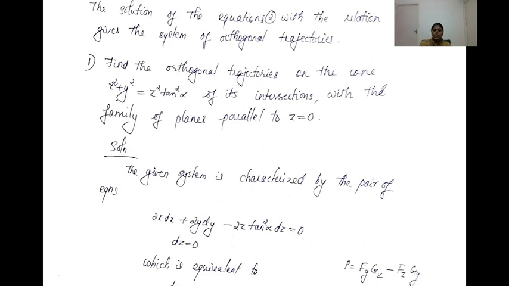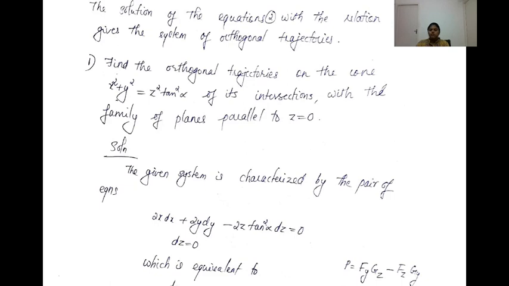So the intersection will be f of x y z equal to 0 and h of x y z equal to say c2. So that is how you find the orthogonal trajectory of a given system of curves which is lying on a surface. So that is the outline. You will be given a surface and on the surface you will be given a family of curves.